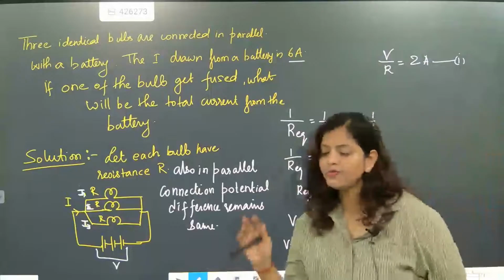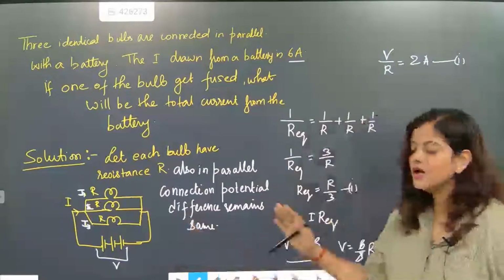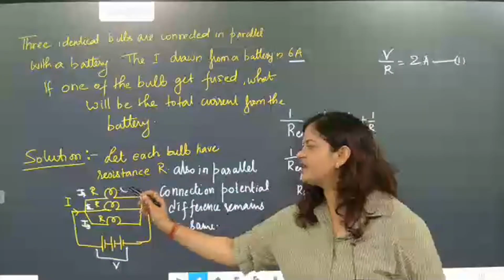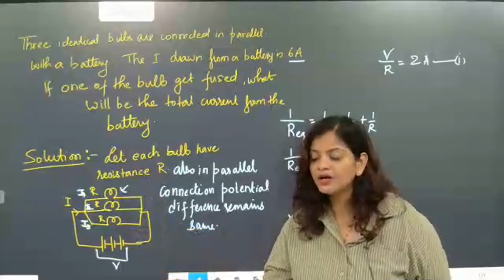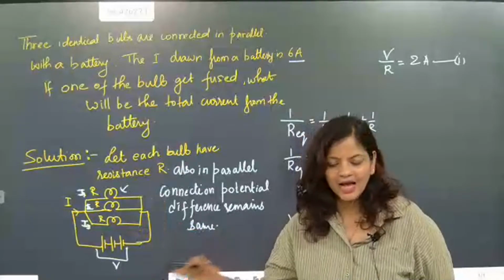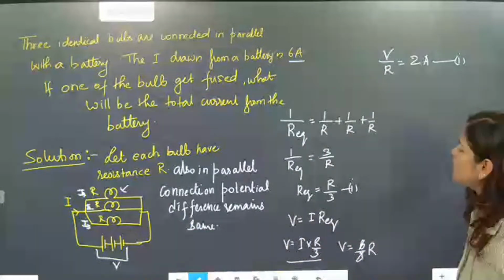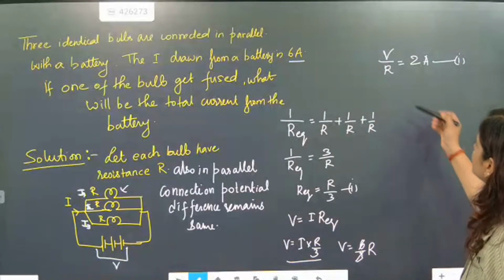Now, one of the bulbs is getting damaged. Understand? One of the bulbs is getting damaged. So let's see the first bulb getting damaged. How many bulbs are left, beta? If one bulb gets damaged, how many bulbs are left? Two bulbs are left. Understood? So if one bulb gets damaged, write the second part of the question.